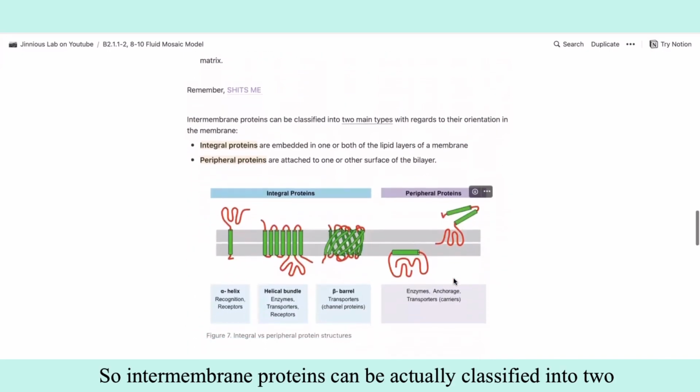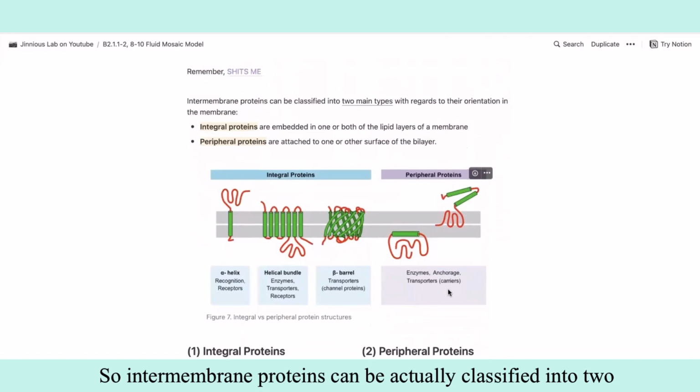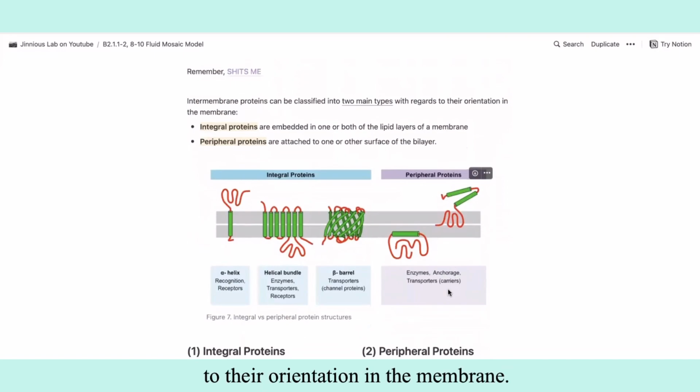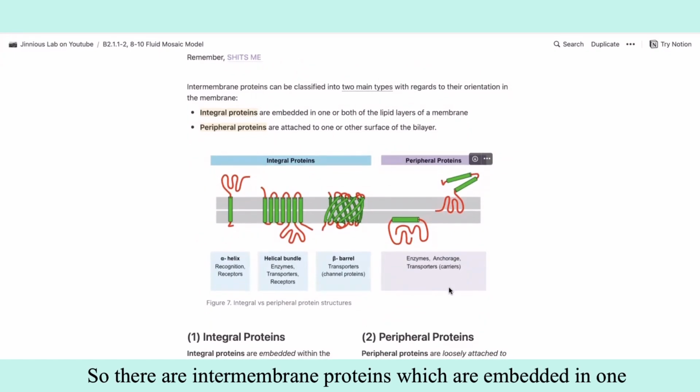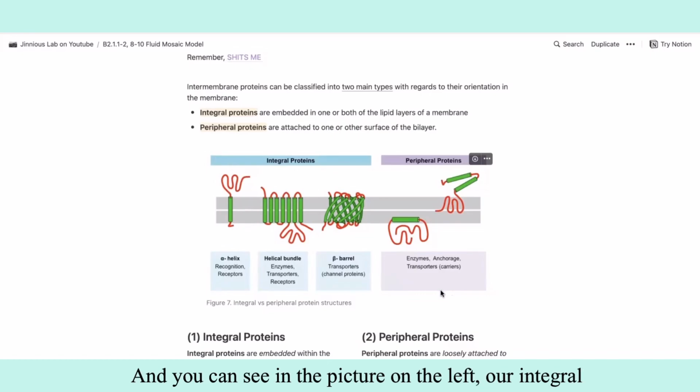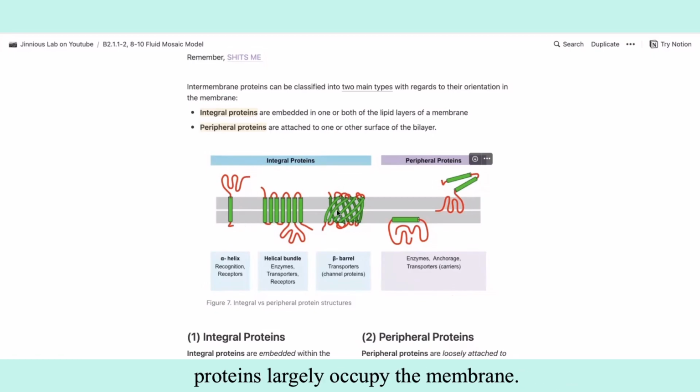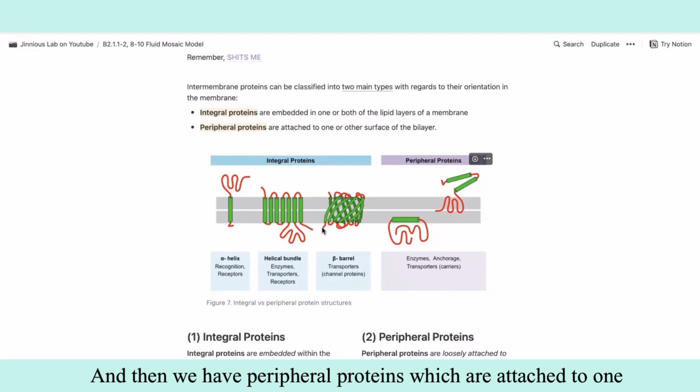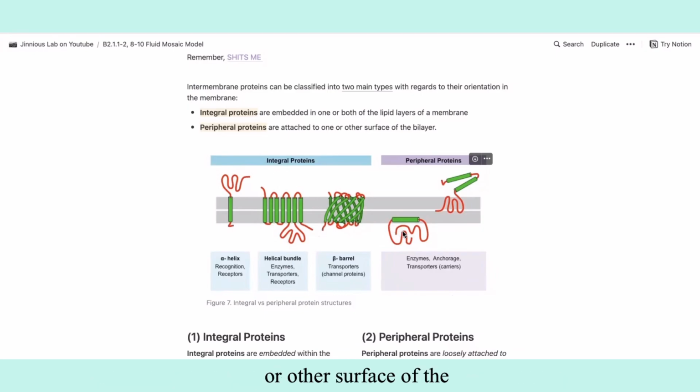Intermembrane proteins can actually be classified into two main types with regard to their orientation in the membrane. There are intermembrane proteins which are embedded in one or both of the lipid layers of the membrane, which are called integral proteins. You can see in the picture on the left how integral proteins largely occupy the membrane. And then we have peripheral proteins, which are attached to one or other surface of the bilayer.